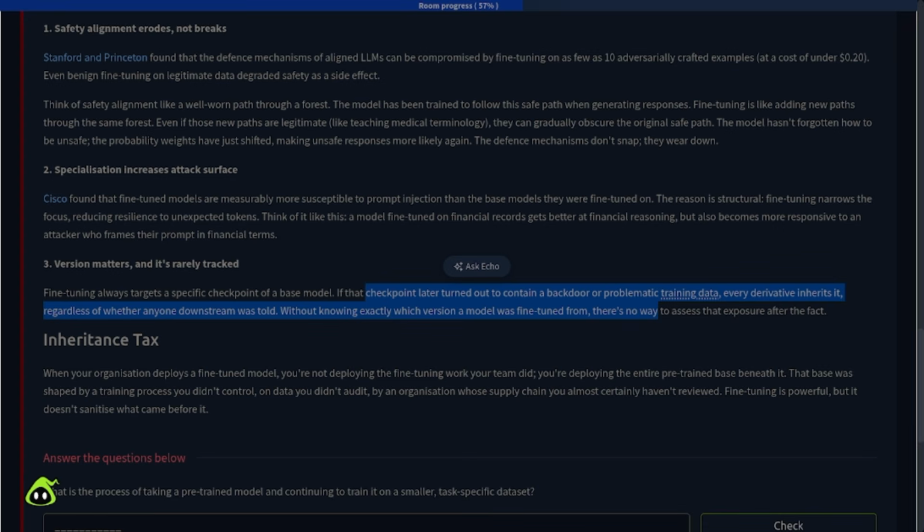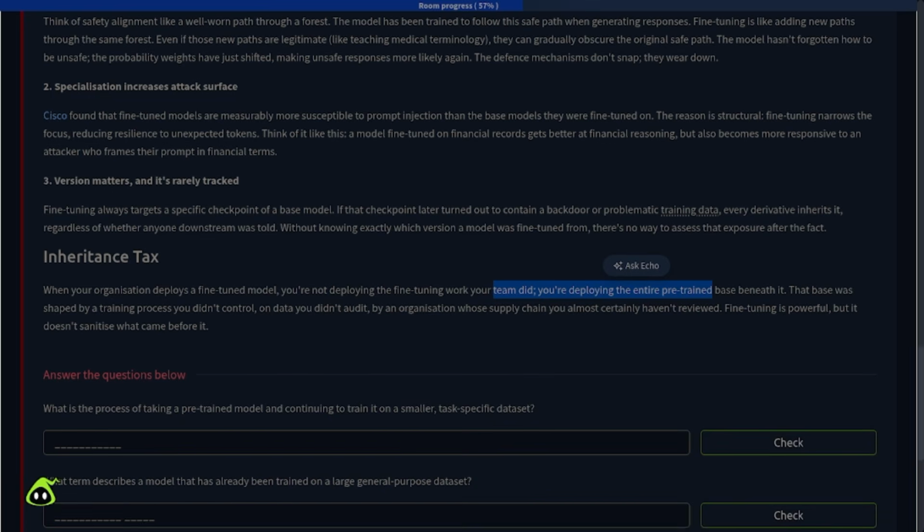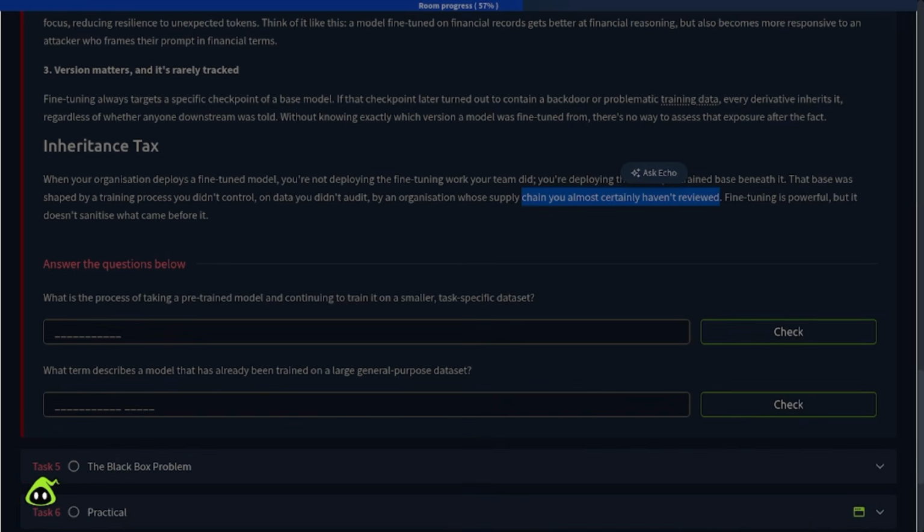And the inheritance tax. When your organization deploys a fine-tuned model, you are not deploying only the fine-tuning work your team did. You are deploying the entire pre-trained base beneath it. The base was shaped by a training process you didn't control, on data you didn't audit, by an organization whose supply chains you almost certainly haven't reviewed. Fine-tuning is powerful, but it's a huge risk anyways.